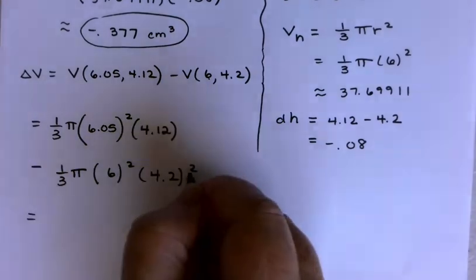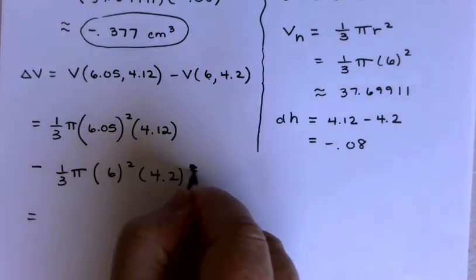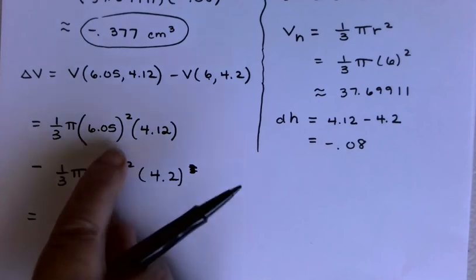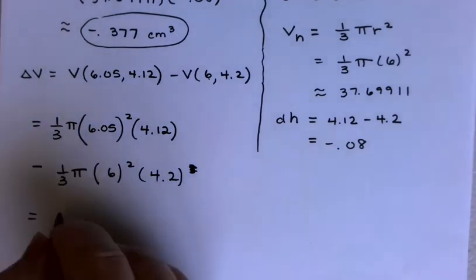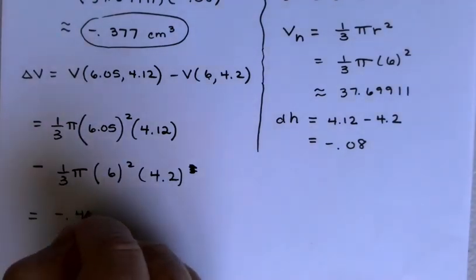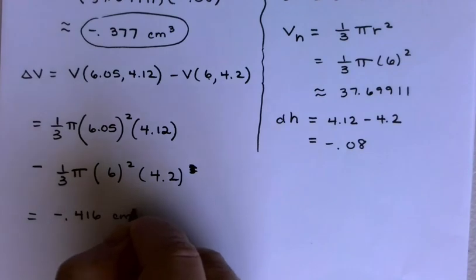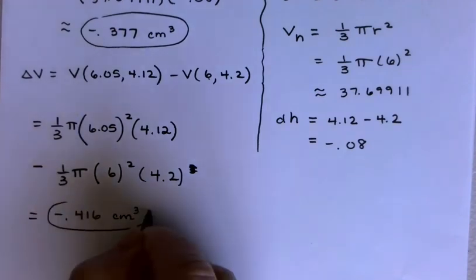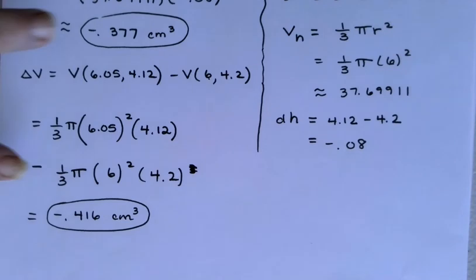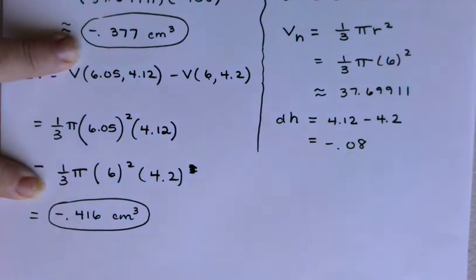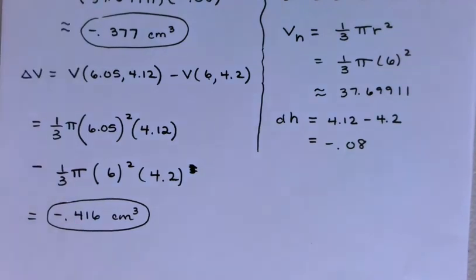Oops, sorry, that was the height. That shouldn't have been squared, should it? My fault. There we go. So this minus that gave me about negative 0.416 cubic centimeters. And you can see that, again, we're not too far off, a few hundredths, in our approximation. All right, so that brings us to the end of 12.7.